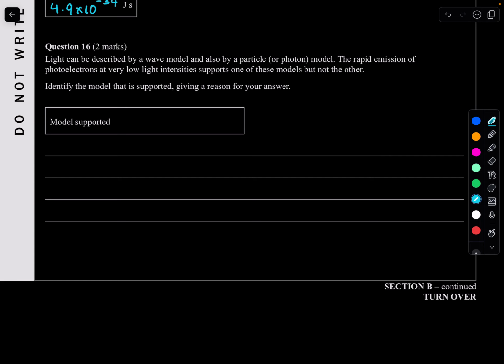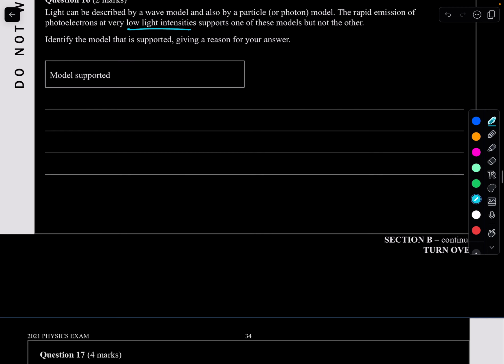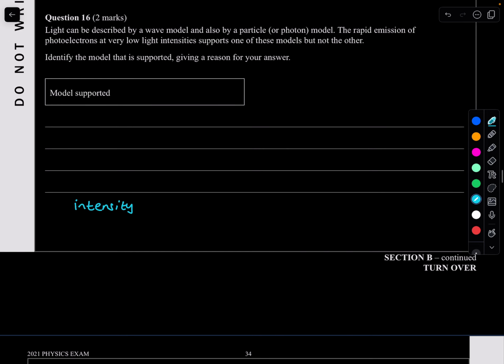Why? Because, think about it. Why, with low intensity, are photoelectrons still being emitted? Now, you should already know that intensity is proportional to... Let me write this. In the particle model, intensity is proportional to the number of photons emitted.